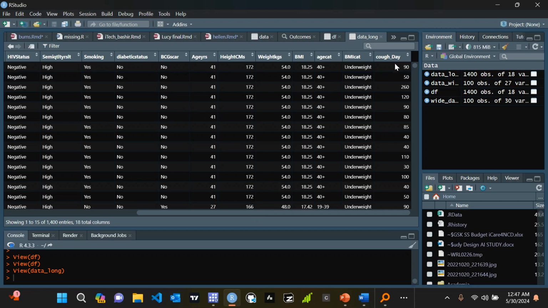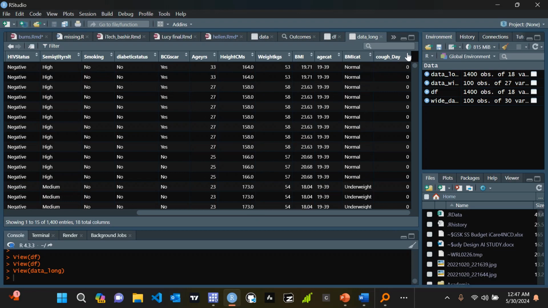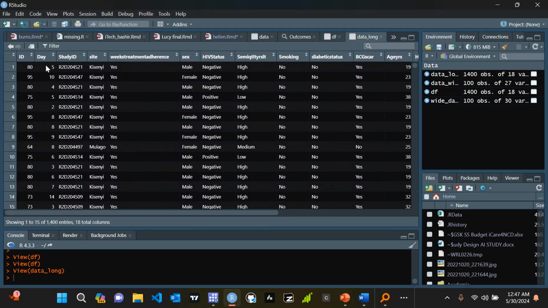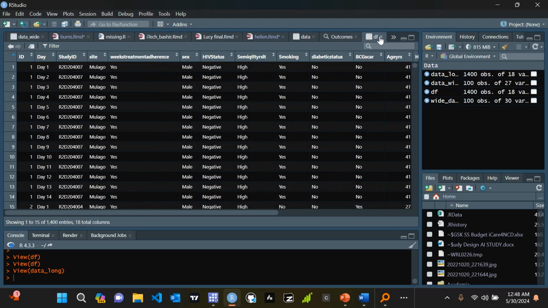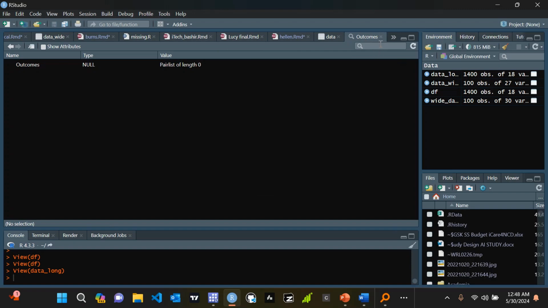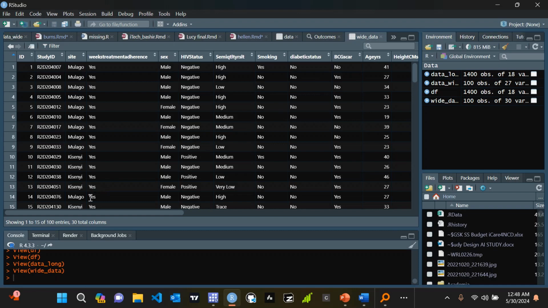Okay, we had the cough day, which was summarized into day, which was the day 5, 4, 3, and the cough day was the frequency for that day for every participant. For each participant, that's the longitudinal type. So let's look at the wide format.